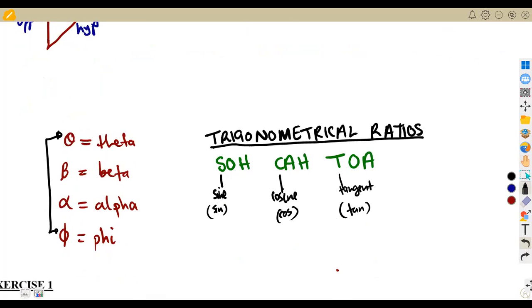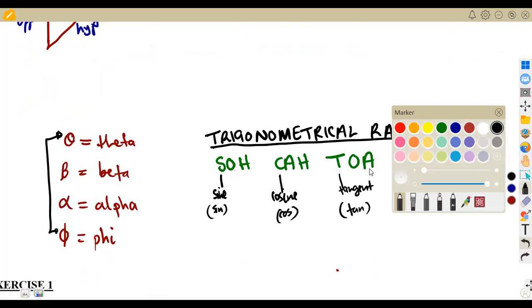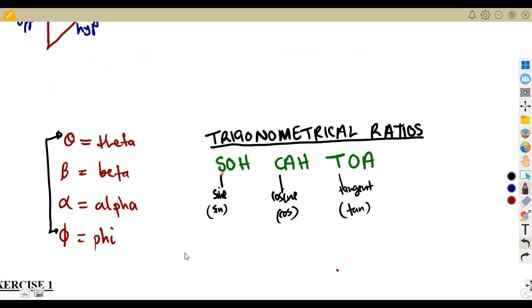So let us have our ratios. From this part, we are going to see the ratio of sine of theta. I'm just going to take my angle as theta. Remember, I said you can have your angle in terms of beta or whatever you have here. So the sine of theta is going to be given as opposite over the hypotenuse.